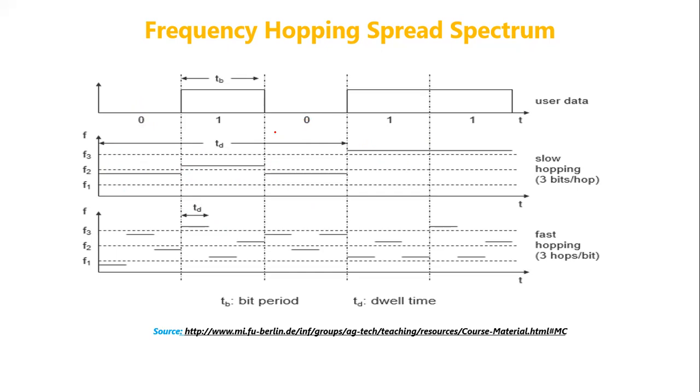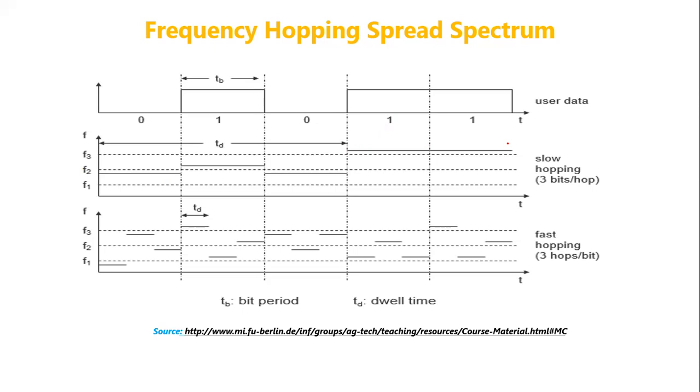Okay. So like this the transmission continues, and after transmitting 3 bits, it is hopping from frequency f2 to frequency f3. Okay. Now the system hops from frequency f2 to f3. So here in f3, one is represented like this, and again one is represented like this. Okay. So this is about slow hopping.